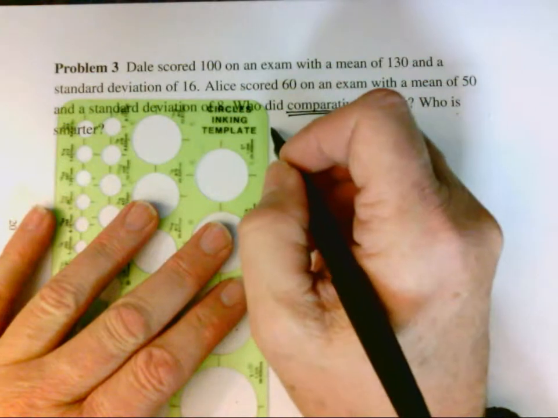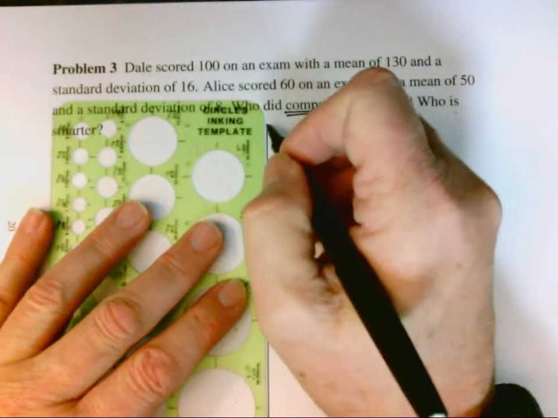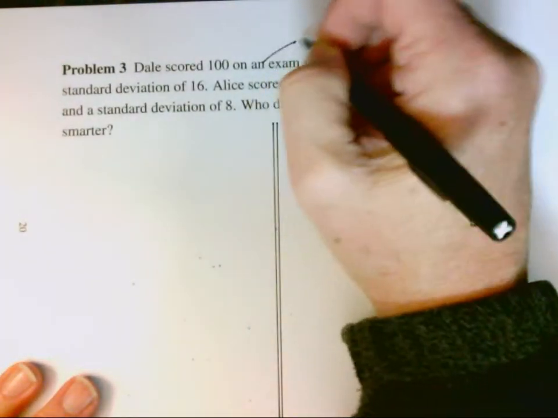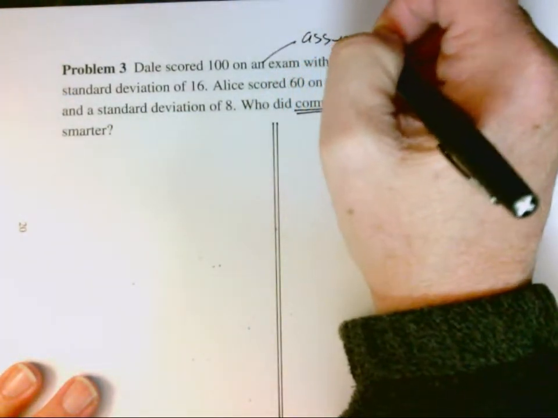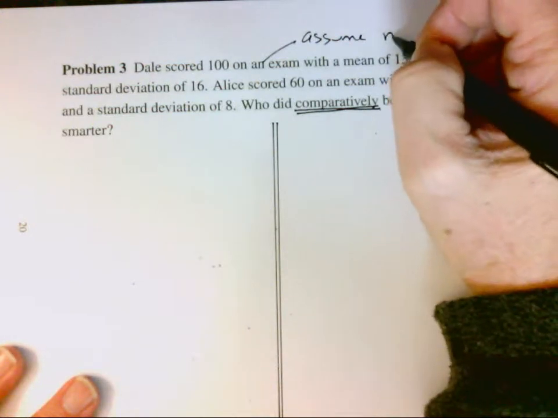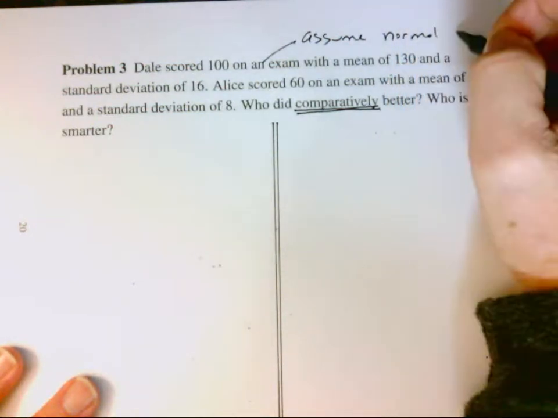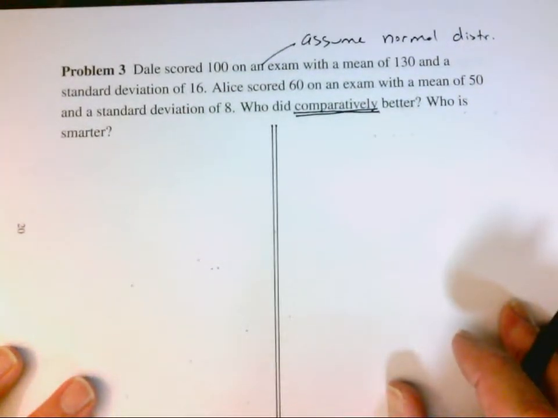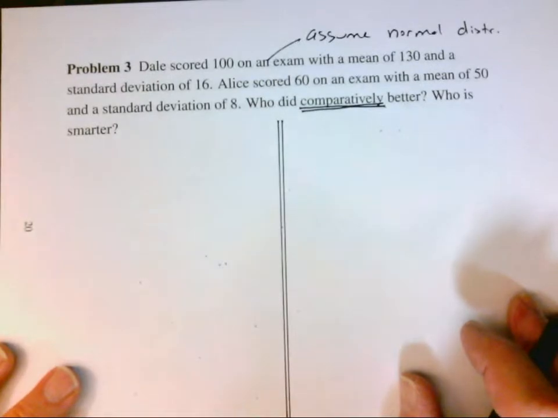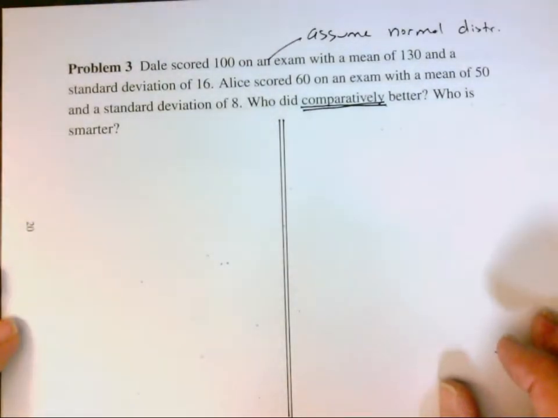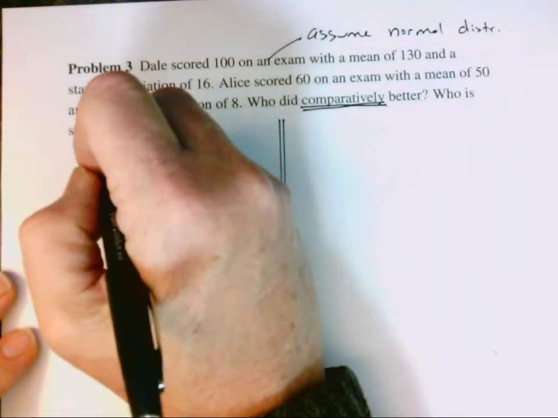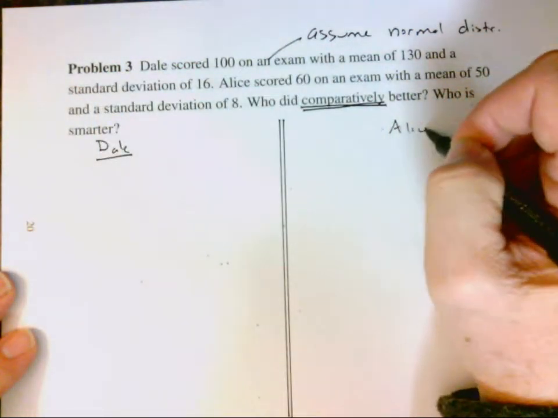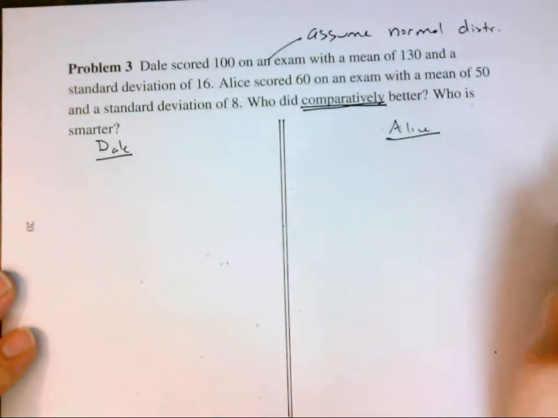Well, I'm going to divide the page here. The way that we compare two things, first off, we're making an assumption, and this can be a big assumption sometimes. We're going to assume that these are normally distributed. So these are normal distributions, and that can be a big assumption sometimes. But since this is the normal distribution section, we'll go ahead and make that. First off, we'll do the z-score for Dale, and we'll do the z-score for Alice, and we'll compare them together.